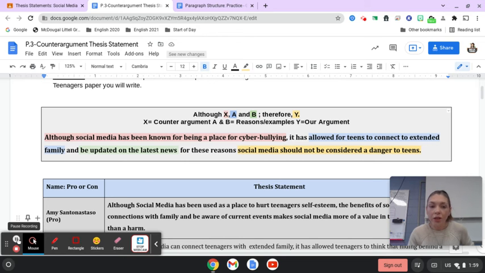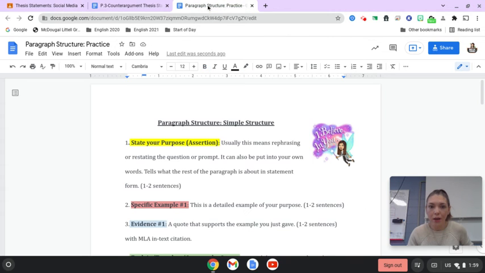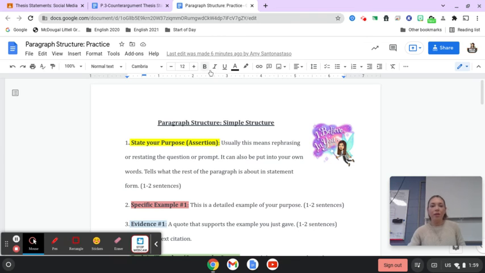So if you only need to know about paragraph structure, this is where you would start, actually, because this is counterargument thesis. We finished off the counterargument thesis. We're going to get started writing our very first body paragraph. So this was the document that was provided in class, and we did a quick sample. So paragraph structure is very important.